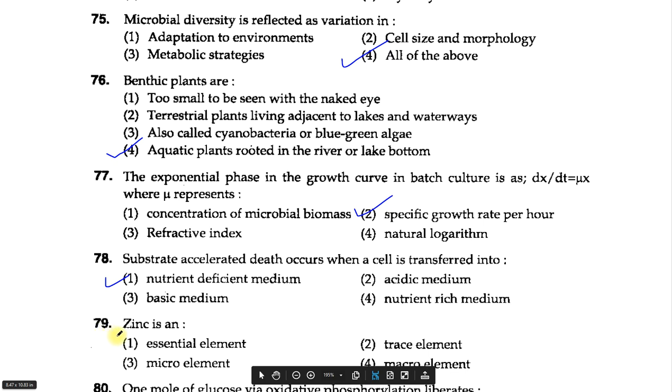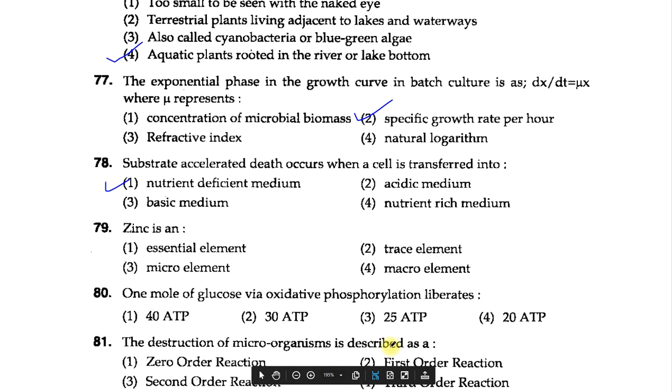Question number 79. Zinc is an 1. Essential element, 2. Trace element, 3. Microelement, 4. Macro element. Option 2, trace element, is correct. They are required in very small quantities. So this is a trace element, option 2.